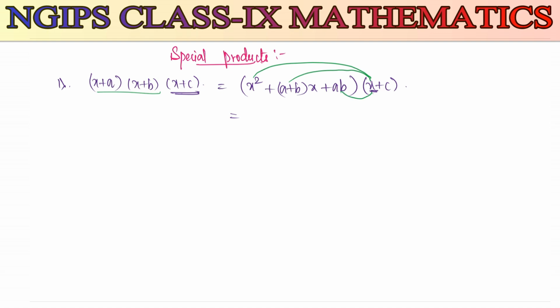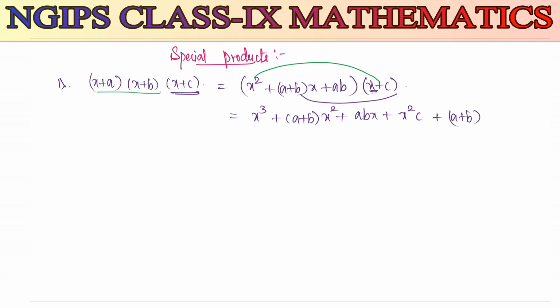Okay, when you multiply, first x² into x, it will be x³ plus (a + b)x into x, it will be x² plus here we'll get abx. Next we need to multiply with the c. So x² into c we'll get x²c, plus (a + b)x into c, plus ab into c.